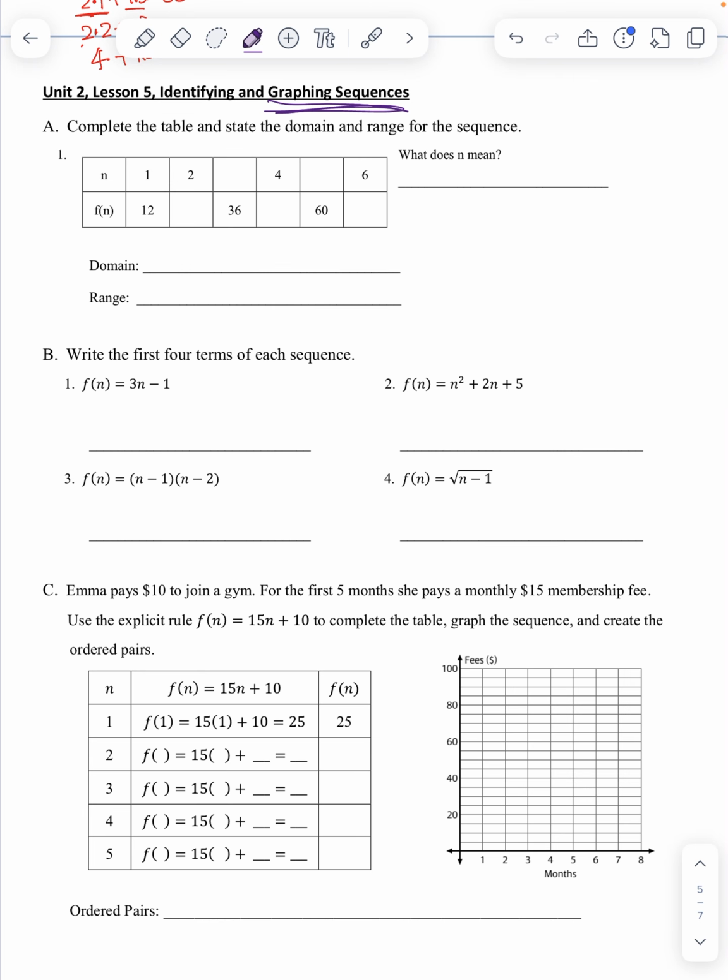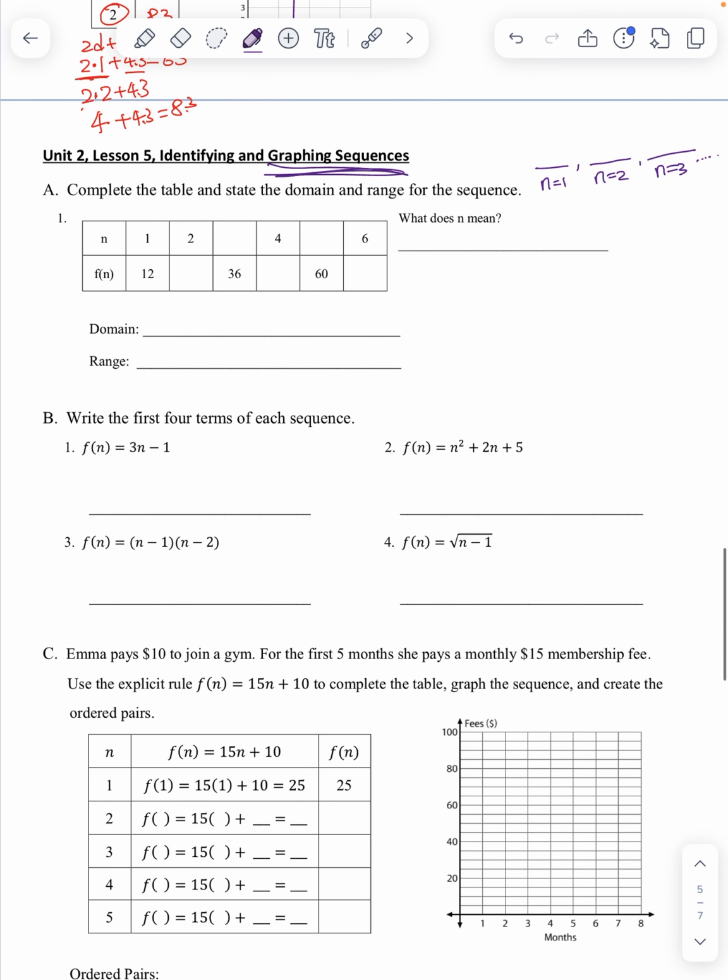Start from a first term. For the first term, we have the position numbers. Position, we use n to represent. The first term, n equals 1. The second term, n equals 2. The third term, n equals 3. Keep going forever. Start with the first term.